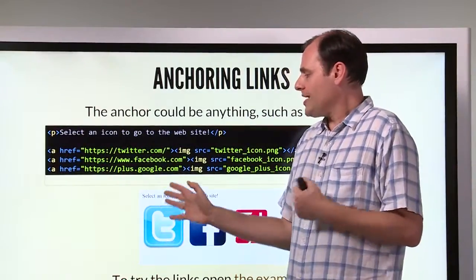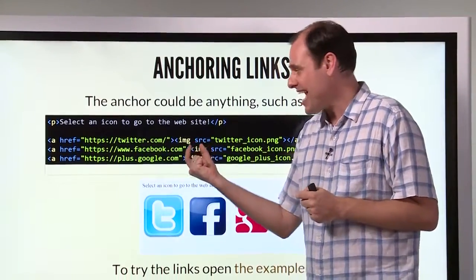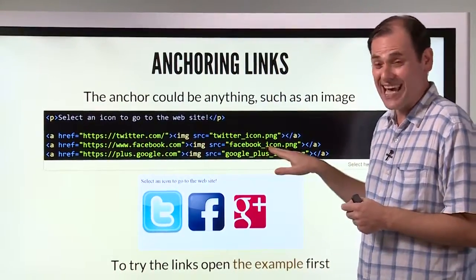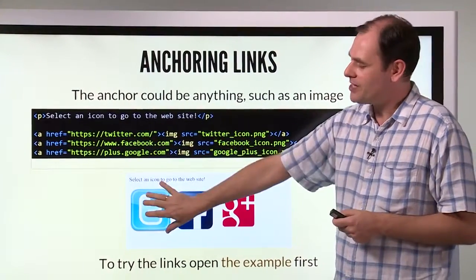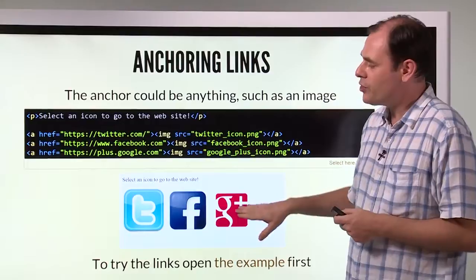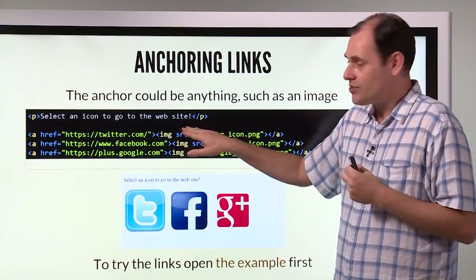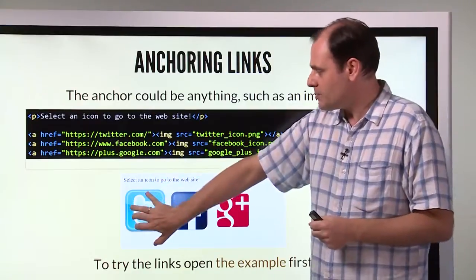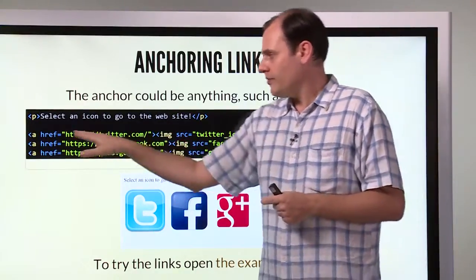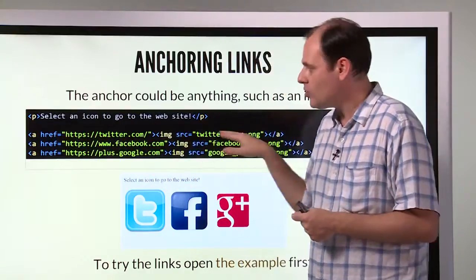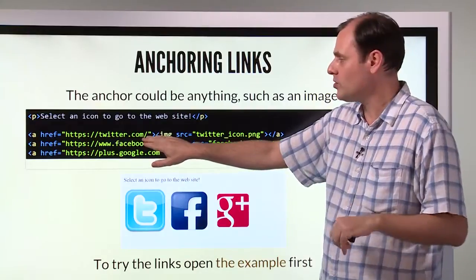Now, we could do a link, but it doesn't have to be text. The thing which is anchored does not have to be text. The last example, it was text. But here, we're using a picture. There's a first picture, second picture, third picture, and we're using the images as anchors. So there's a nice little picture of the Twitter icon. Now if you click on that Twitter icon, it will trigger the link and it will go off to the actual website, twitter.com.